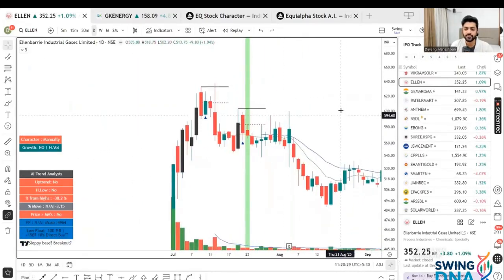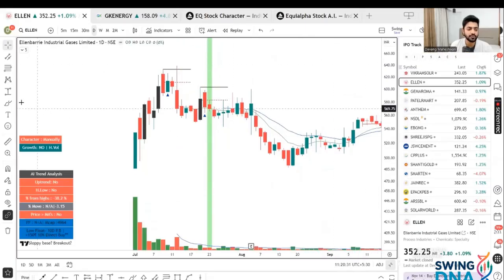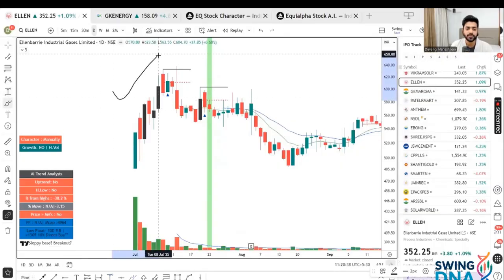Now this is the initial kind of stock which tried to move hard, but it did not progress. After listing, it simply went up 4-5 days, 6 days, and then fully reversed. Very, very common in IPOs. Okay.